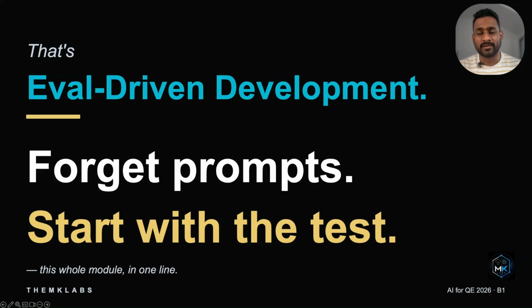This is the inversion. Most courses teach you to write a prompt, look at the output, tweak the prompt until it feels good. We are going to flip that up. Let me give you an analogy. Think about building a house. You don't pour the foundation, step back and say, looks about level to me. You set the standard first, the blueprint, the building code, the inspector checklist, and you build to pass it. The eval is your building code. The prompt is just how you pour the concrete.